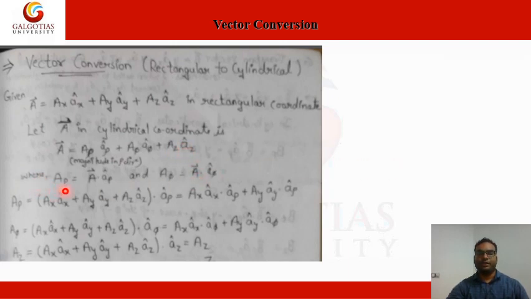So a rho is equal to the dot product of vector A with the unit vector in the direction of rho, and a phi is equal to vector A dot product with the unit vector in the direction of phi, and A is nothing but the vector in rectangular coordinates.